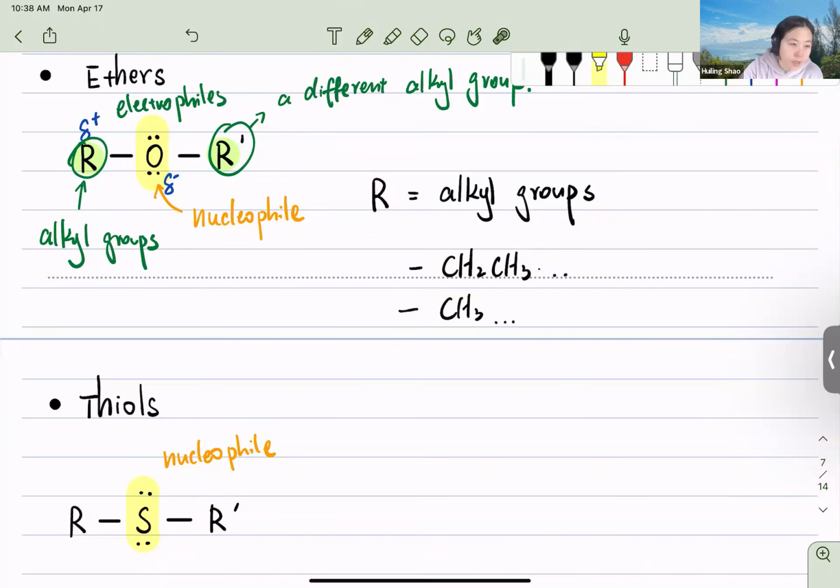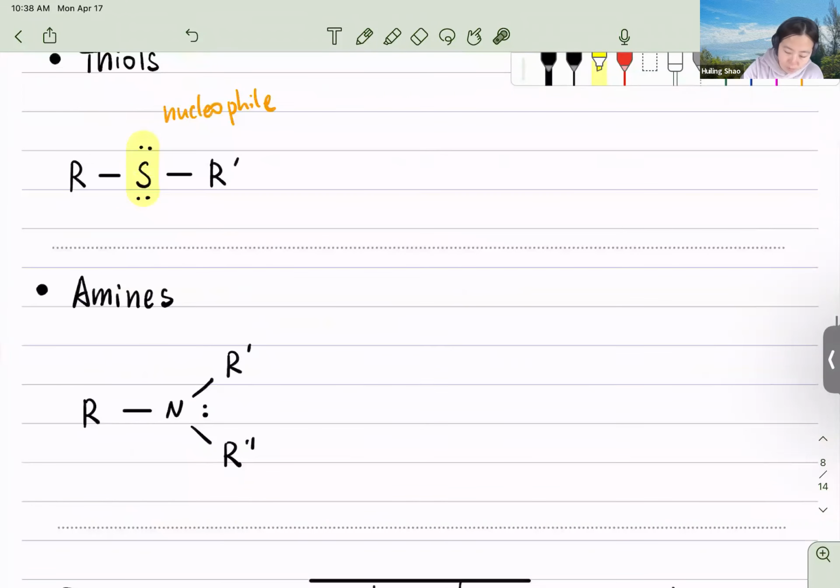All right, and the last polar covalent bond we'll talk about is amine. So here we have a center nitrogen. The center nitrogen is forming 3 single bonds with 3 alkyl groups. And in here, our center nitrogen has a lone pair, so it can act as a good nucleophile.